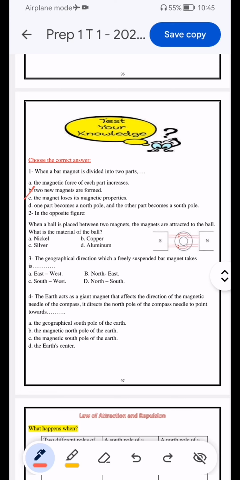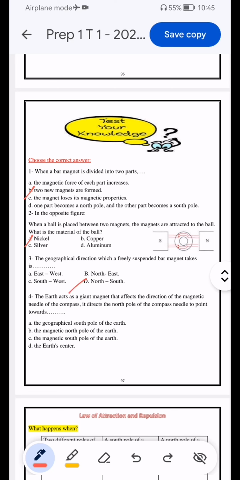Okay? Number 2, in the opposite figure, when a pole is placed between two magnets, the magnets are attracted to the pole. That means what? The pole is made of a magnetic material, and we have nickel only. It's a magnetic material. Number 3, the geographical direction which a freely suspended bar magnet takes. We said it always takes a certain direction, north and south.